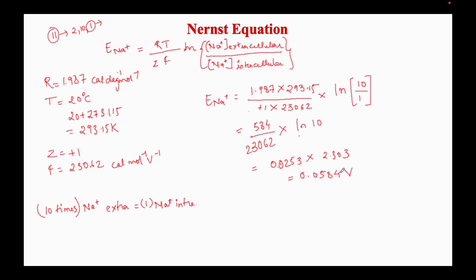That gives 0.0584 volts. The equilibrium potential is in volts, and in the question they have asked to convert to millivolts. To convert into millivolts, we need to multiply by 10 to the power 3. So this will become 58.4 millivolts. So the equilibrium potential of Na plus is 58.4 millivolts. Okay, thank you.